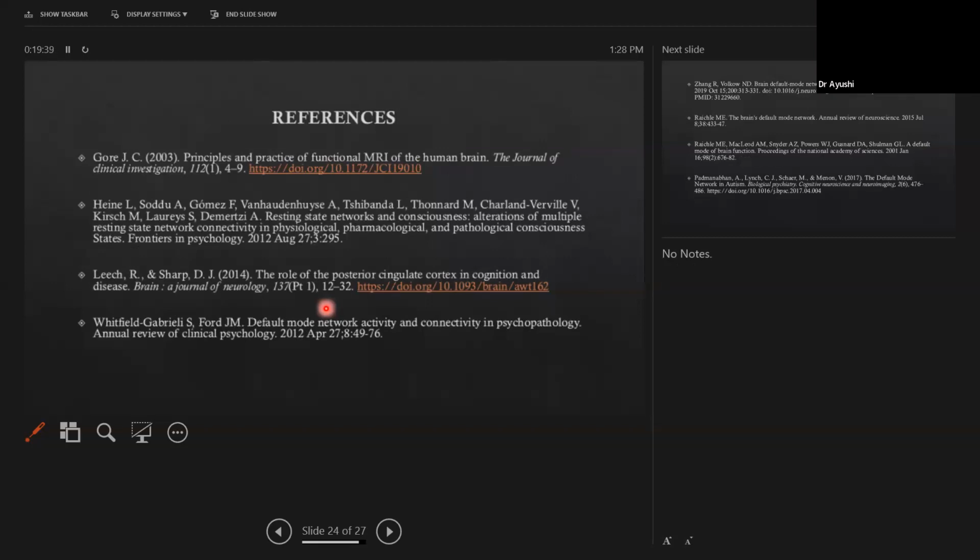What is the normal function? The default mode network's normal function is that it is involved in autobiographical memory and self-referential processes. Whenever we are thinking about ourselves, our emotions, even when we're thinking about religion, about God, about love, any emotion, then the default mode network is activated. And in theory of mind also. In theory of mind, exactly. Yes, like the ability to infer the emotions of others also.